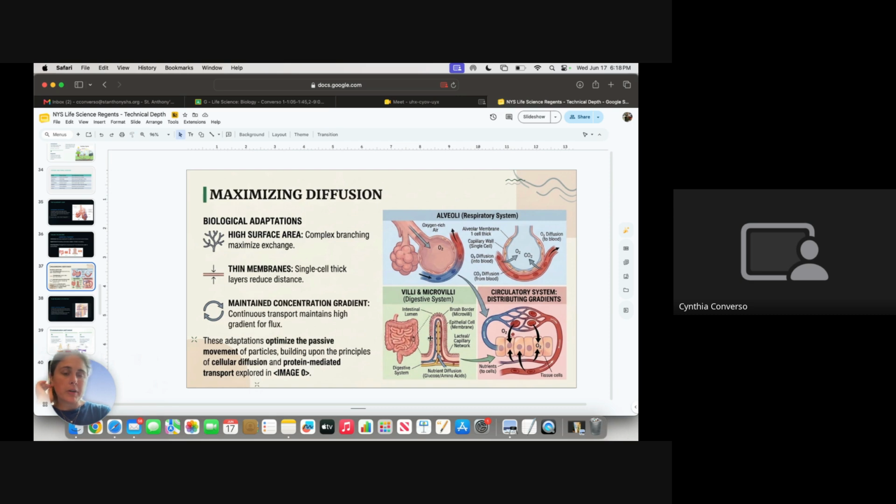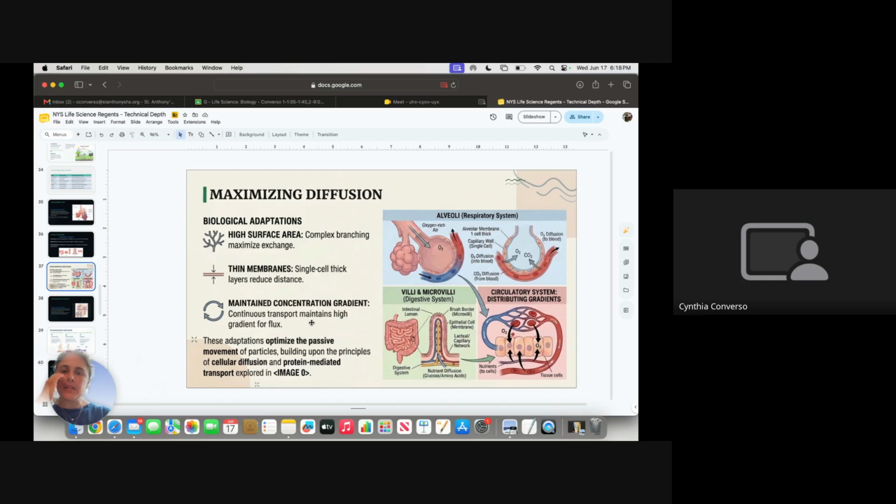These are very well adapted to their function. There's a high surface area. Complex branching in your lungs maximizes the exchange. The more air sacs there are that are backed up to the circulatory system, the more oxygen can be diffused into the circulatory system, okay? They have super thin membranes, one cell thick, which can really maximize the rate of diffusion, right?